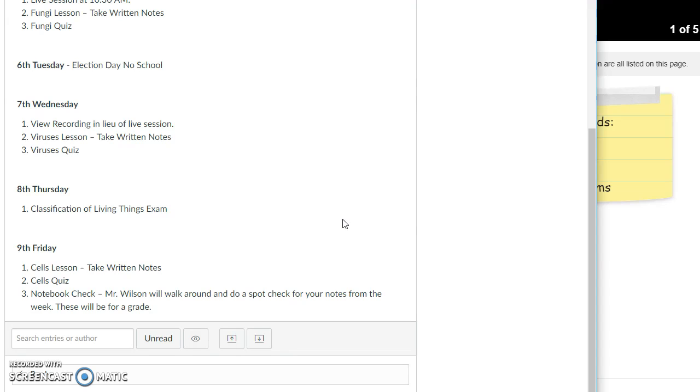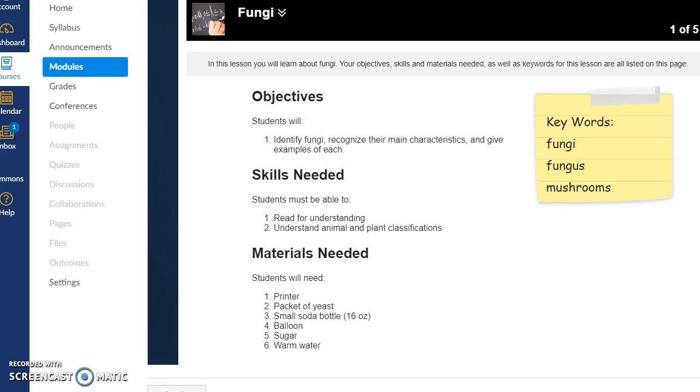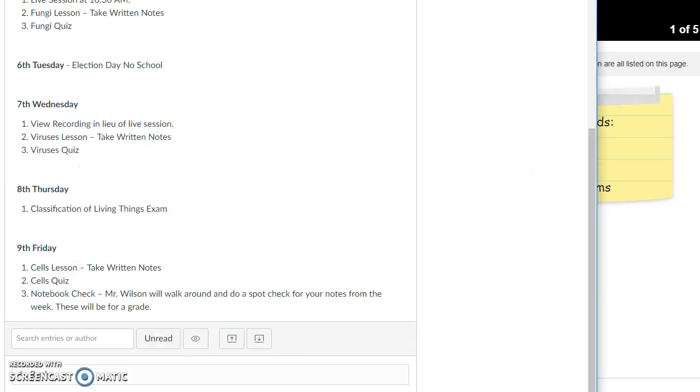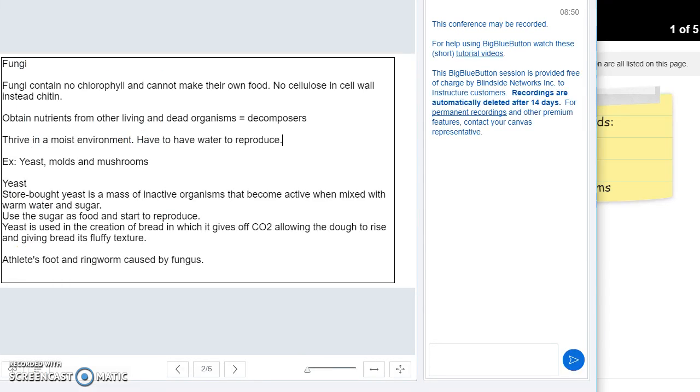What I want to talk about today is the fungi lesson. If we're looking at the fungi lesson, your objectives are to identify fungi, recognize their main characteristics, and give examples of each. And then your keywords are fungi, fungus, and mushrooms. And I've got a couple of notes here for you guys that I want to look at today.